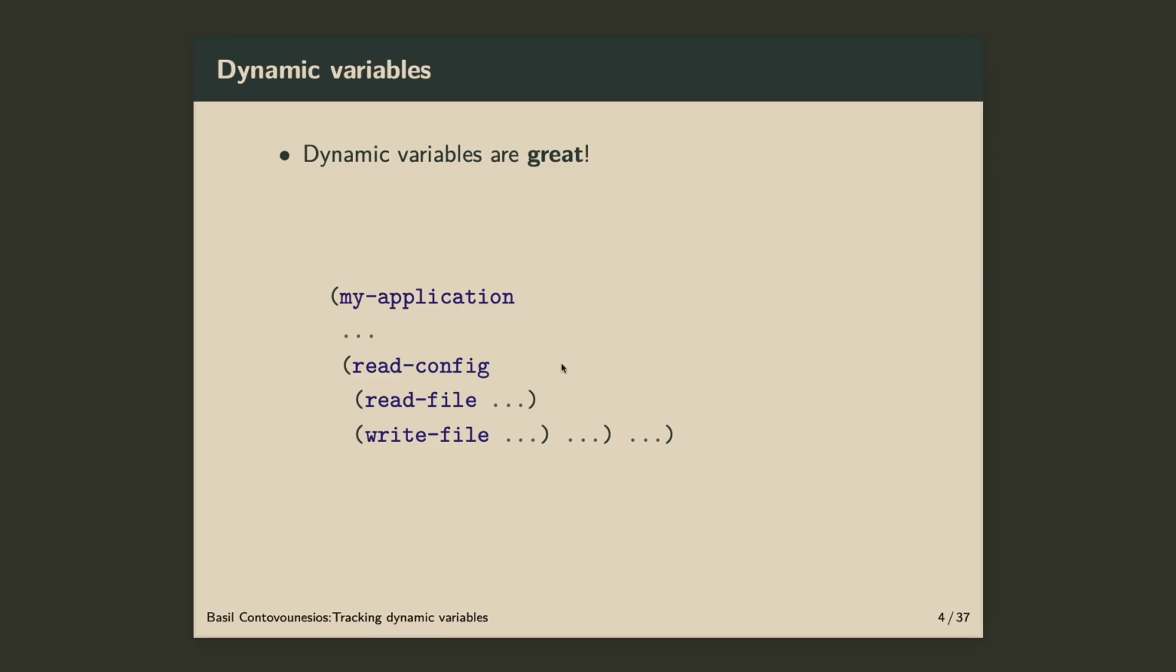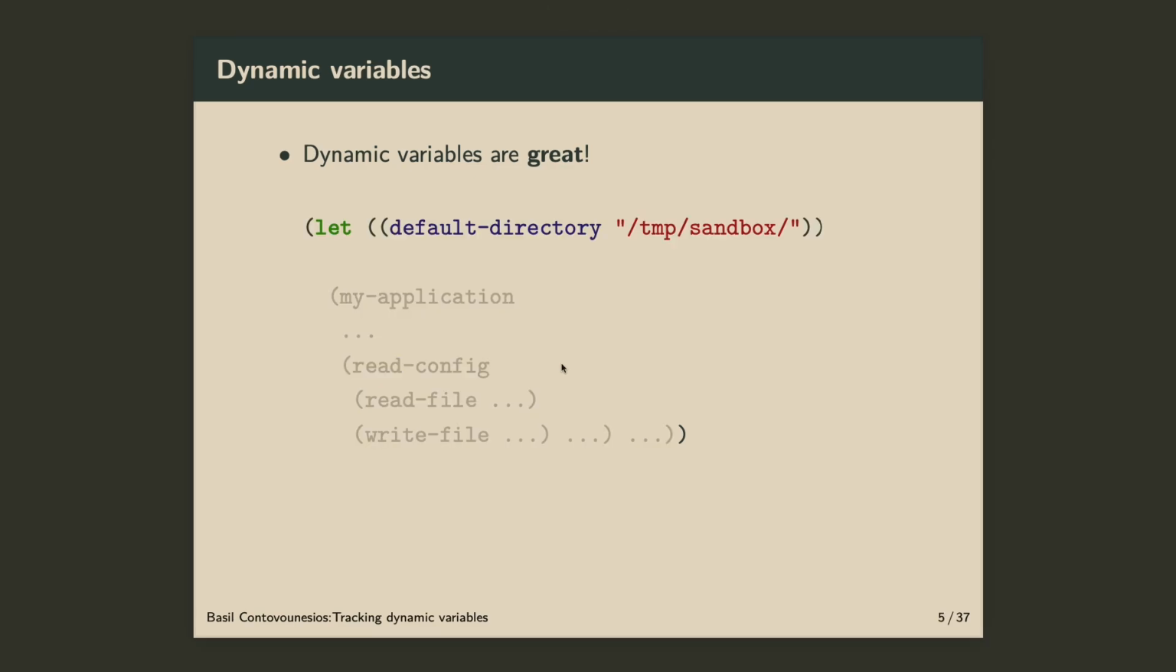Well, as you might know, enter dynamic variables. We can easily run it in a different directory, for example, in a different working directory, or we can even inhibit all the messages that it might annoy the user with. And this leaves the entire application that exists already intact.